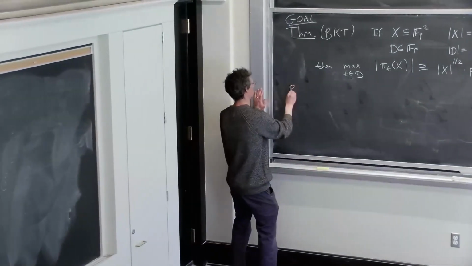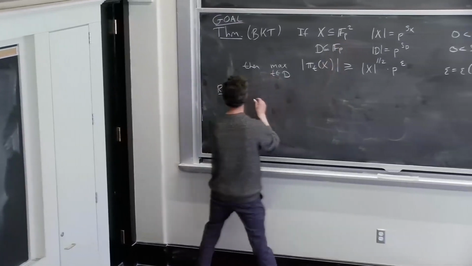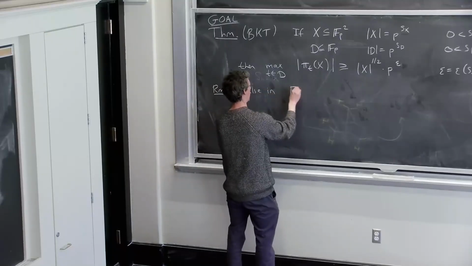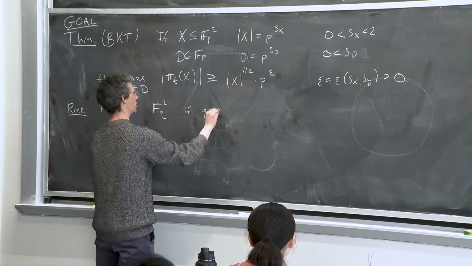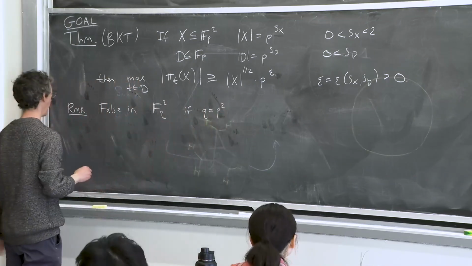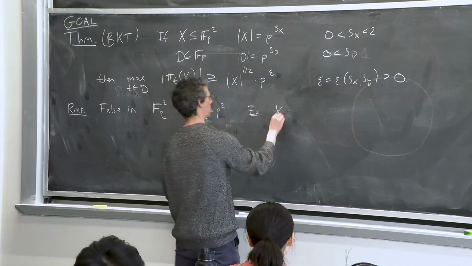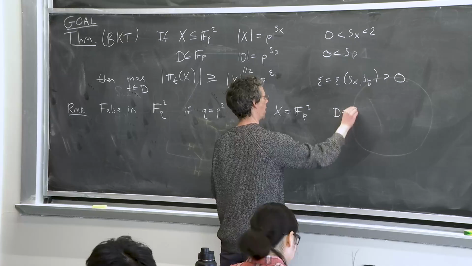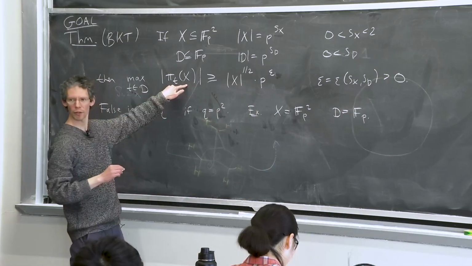And it's significant that this would not be true in other fields. So this is false in F_q squared if q equals p squared. And the example is that X is F_p squared and D is F_p. And so then this thing is always F_p.